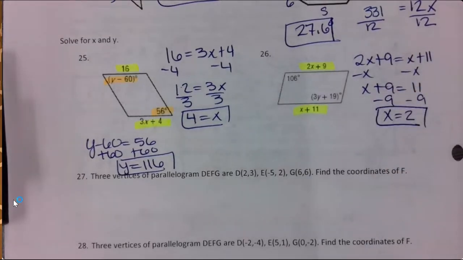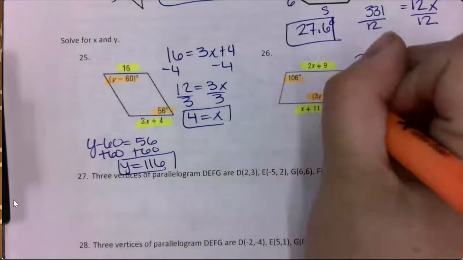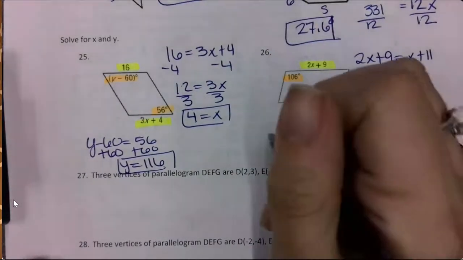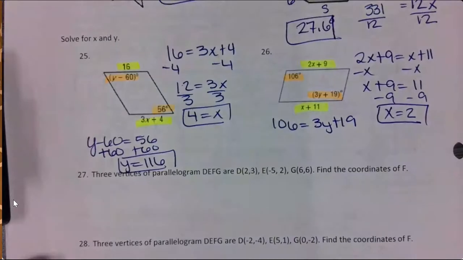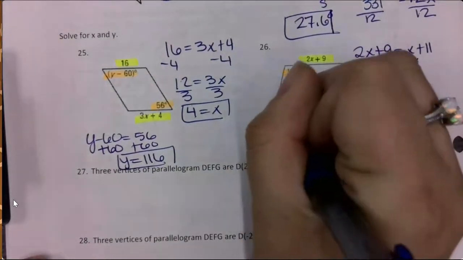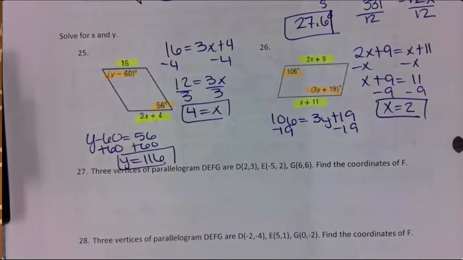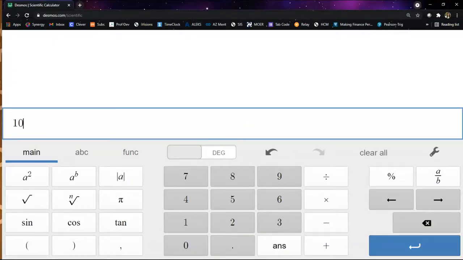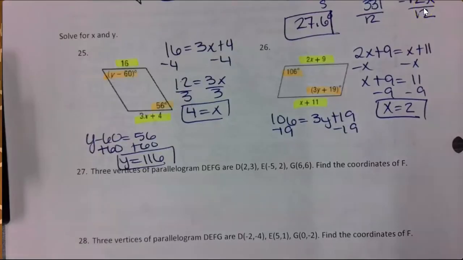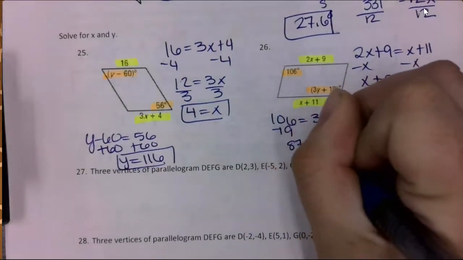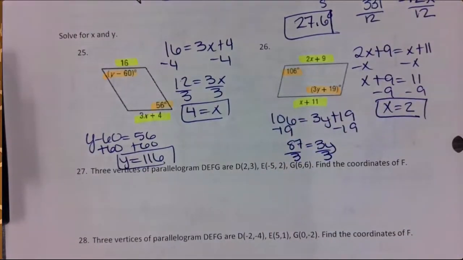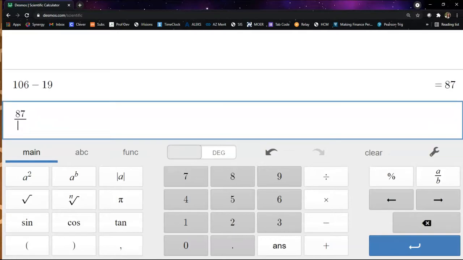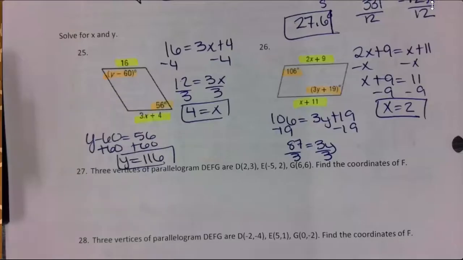And then, since this is again a parallelogram, I can take my opposite angles and set those equal to each other. So I'm going to have 106 equals 3y plus 19. Then I want to go ahead and subtract 19 on both sides. I can go to Desmos to figure this out. Which gets me 87. Then I want to go ahead and divide both sides by 3. So I can go to Desmos and divide 87 by 3. Which gets me 29.